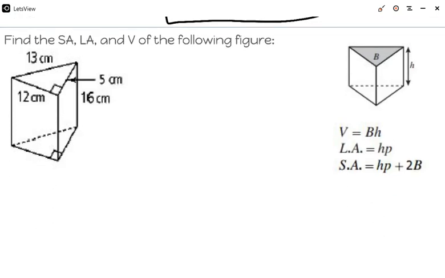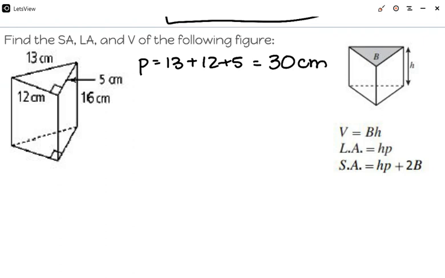Next one, we have a triangular prism. So we're going to find our surface area, lateral area, and volume. We're finding all of the measurements. First things first, we want to find the perimeter of our base. That is this triangle. We just add them up. 13 plus 12 plus 5 tells us that our perimeter is going to be 30 centimeters.